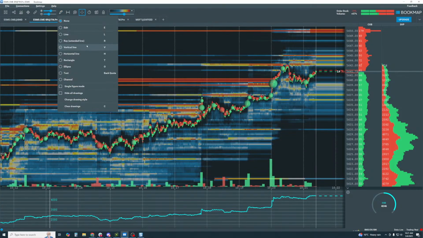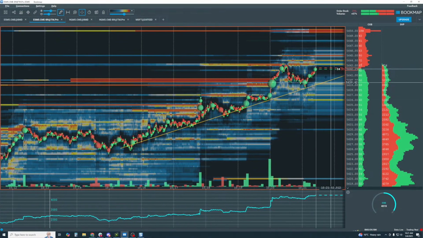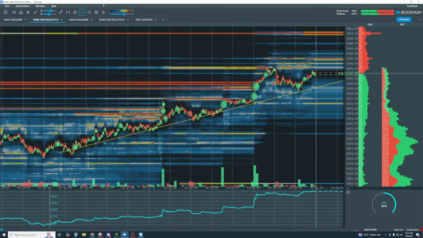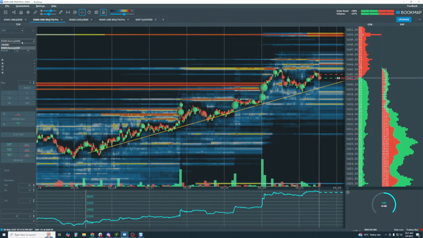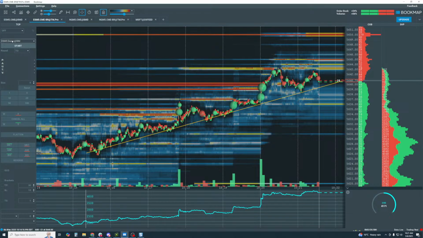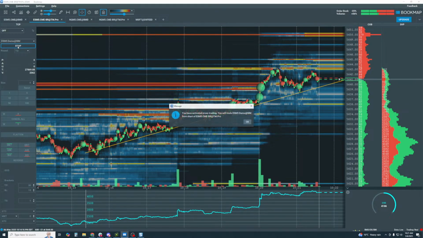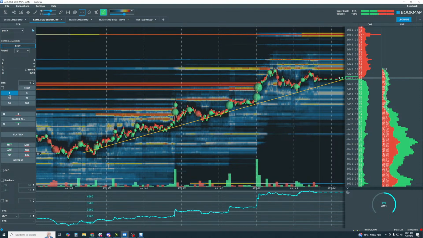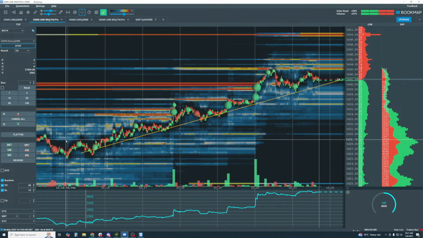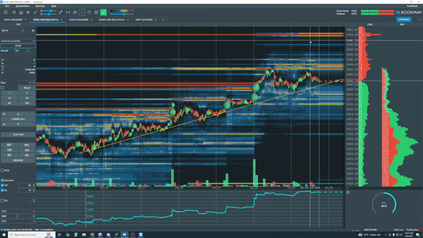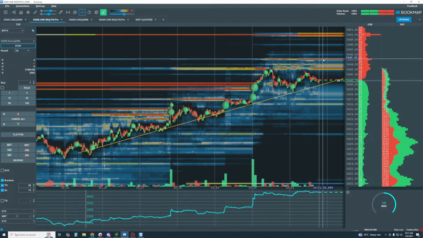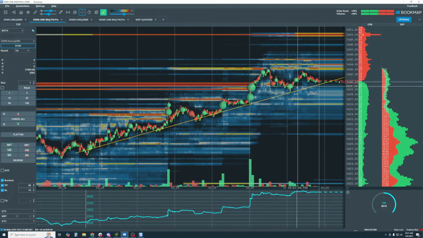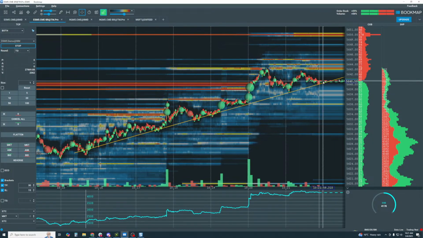All right, let's see. Did we get a pullback here? Yeah, we did. Okay, and we're still trending. So let's take a look in here. Now you can see I'm adding into my sim account here. Just want to be on the level with you guys that this is simulated. Okay, pull back in here. It is a low volume pullback so far.